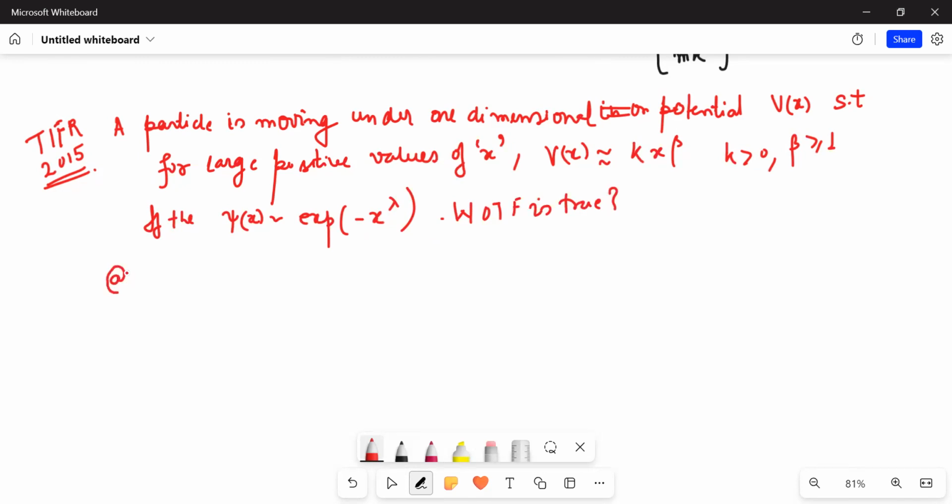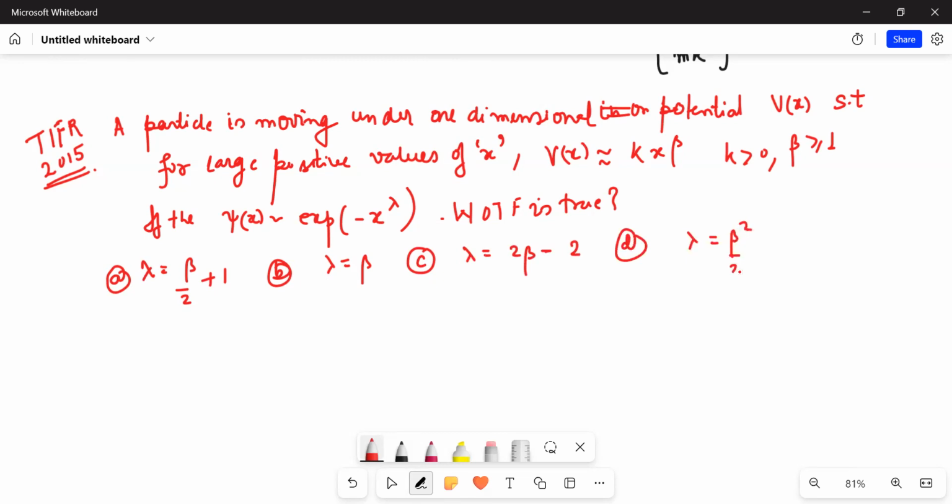Option number A is λ equals β upon 2 plus 1. Option B that was given in the exam was λ equals β. Option C given in the exam was λ equals 2β minus 2. And option D that was given in the exam was λ equals β² upon 2.